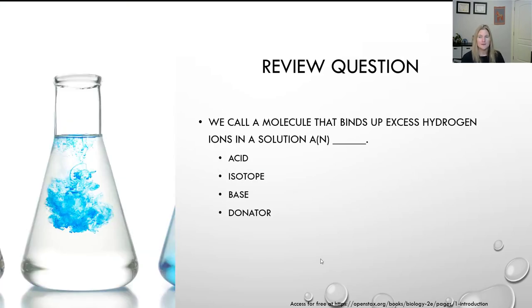We call a molecule that binds up excess hydrogen ions in a solution, is that an acid, an isotope, a base, or a donator? So it's taking in hydrogen ions. If it's removing hydrogen ions from the solution, the solution will become more basic. So that would be a base.